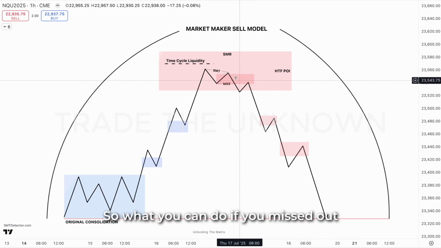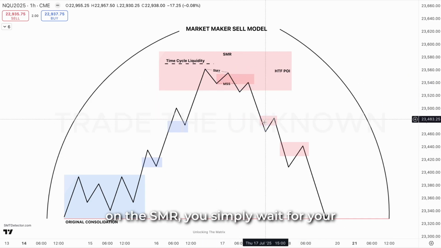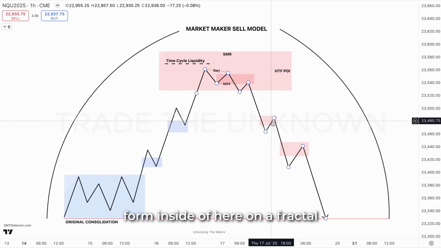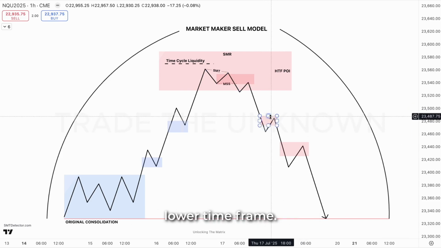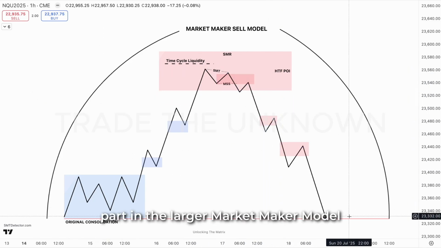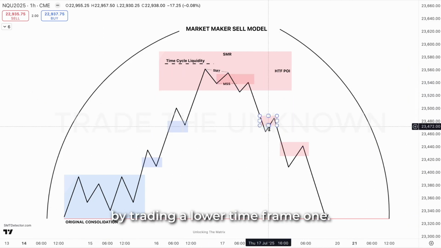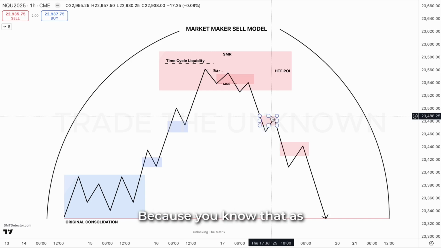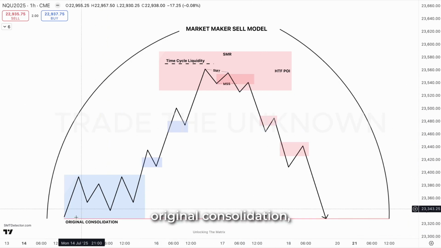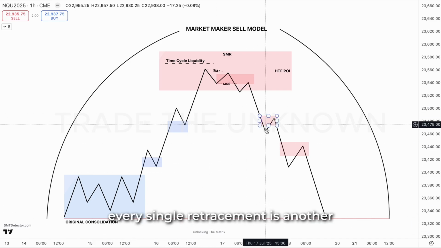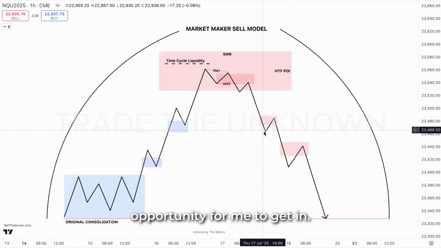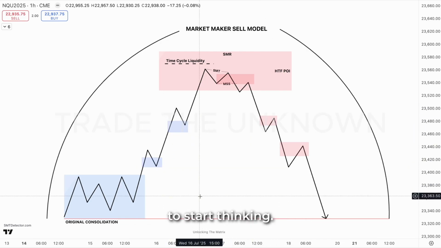So what you can do, if you missed out on the SMR, you simply wait for your exact same confluences to form inside of here on a fractal lower time frame. This way you can take part in the larger market maker model by trading a lower time frame one. Because you know that as long as price has not reached the original consolidation, every single retracement is another opportunity for me to get in. And this is the way you have to start thinking.